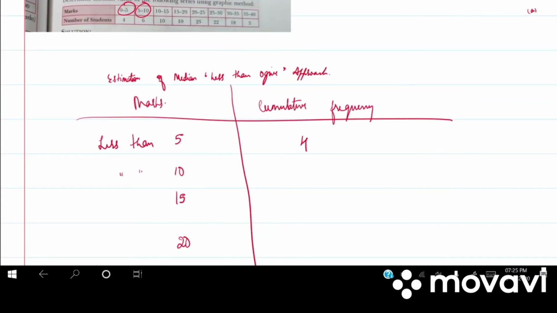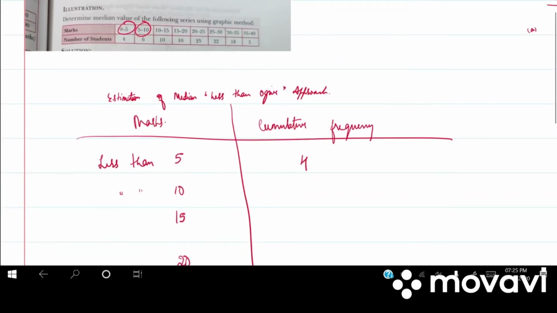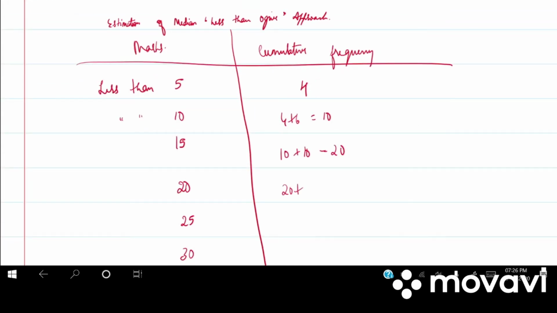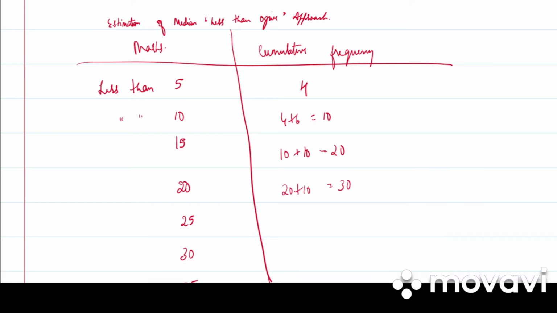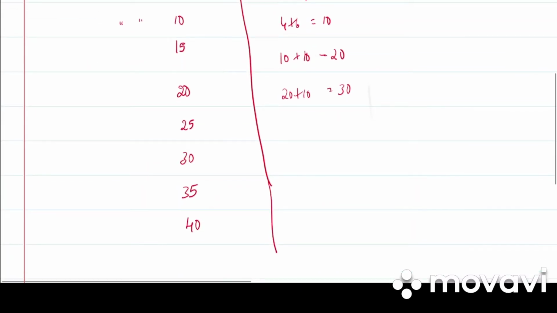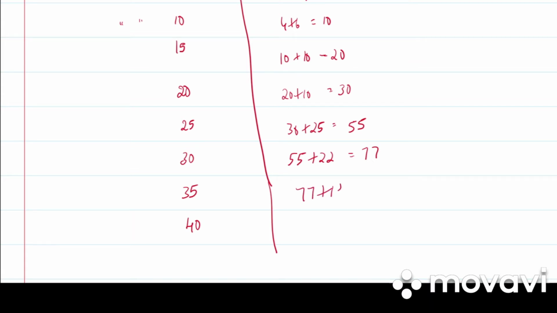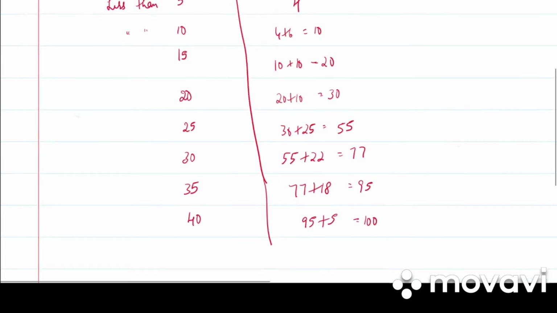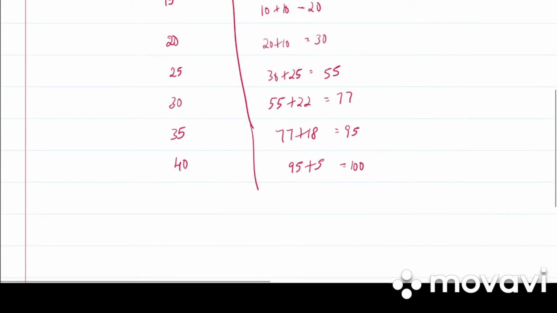And how will we find cumulative frequency? The first one will remain as it is, that is 4. Then it is 4 plus 6, 10. 10 plus 10, 20. 20 plus 10, 30. 30 plus 25, 55. 55 plus 22, 77. 77 plus 18, 95. 95 plus 5, 100. So we have got the marks and cumulative frequency.